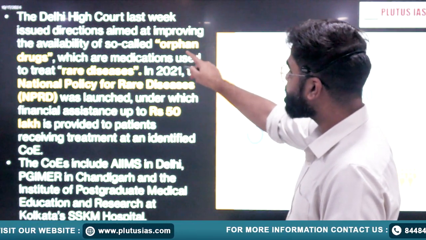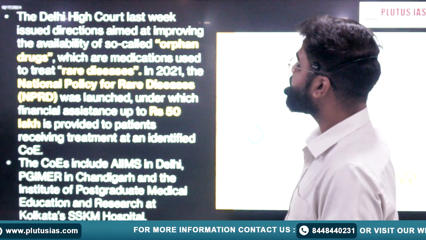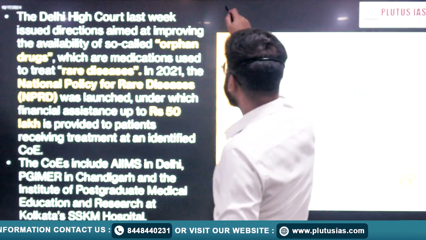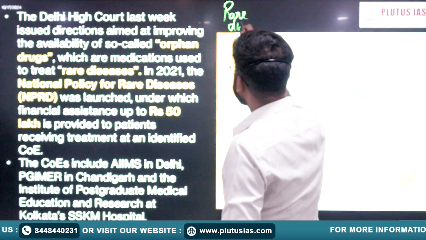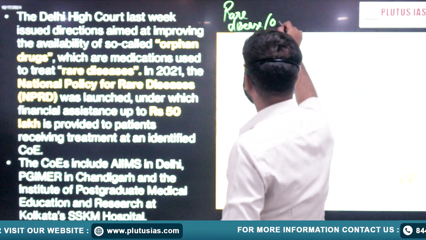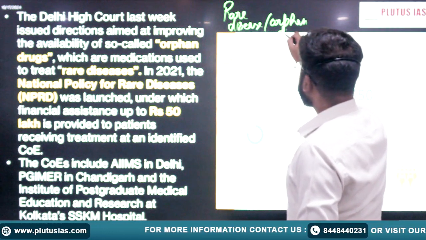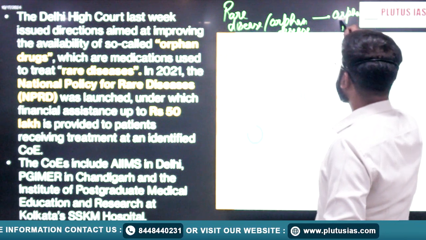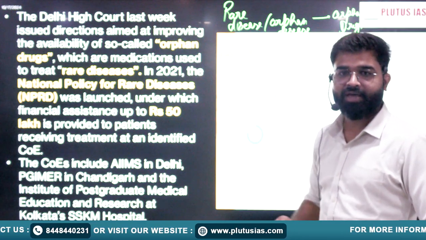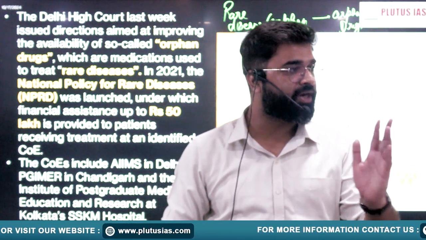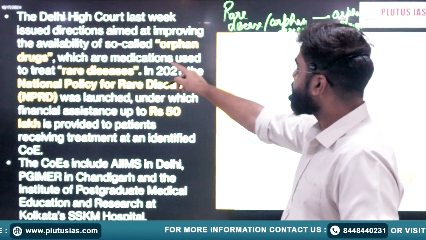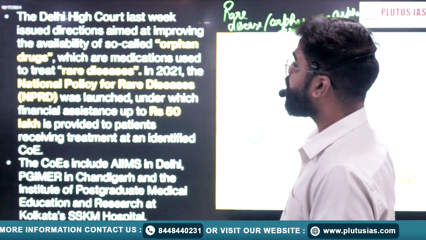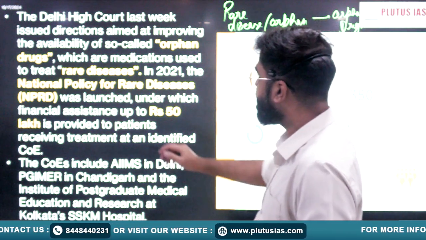So Delhi High Court last week issued direction aimed at improving the availability of so-called orphan drugs. Okay? So there is one disease which is known as rare disease. Such diseases are also known as orphan disease. Okay? And to treat orphan diseases, you need orphan drugs. So Delhi High Court last week issued direction aimed at improving the availability of so-called orphan drug, which are medications used to treat rare disease.